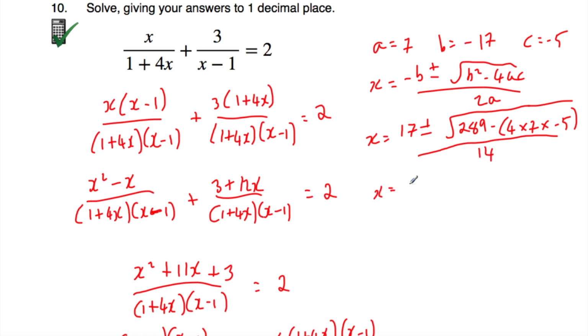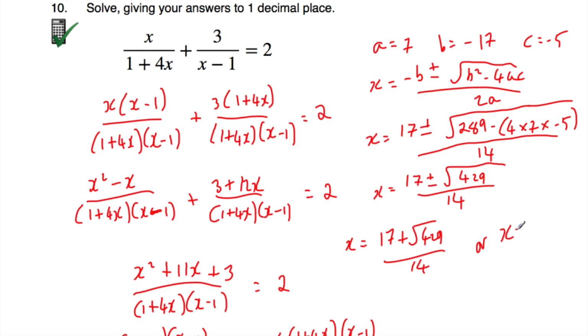So that means that x equals 17 plus or minus the square root of, and I'm just going to type this bit into my calculator, 289 minus, and then in brackets 4 times 7 times minus 5, close brackets, is equal to 429, all divided by 14. Okay, so that means that either x is equal to 17 plus the square root of 429 over 14, or 17 minus the square root of 429 over 14. So let's write those out. 17 plus the square root of 429 over 14, or x equals 17 minus the square root of 429 over 14. So let's work this out.